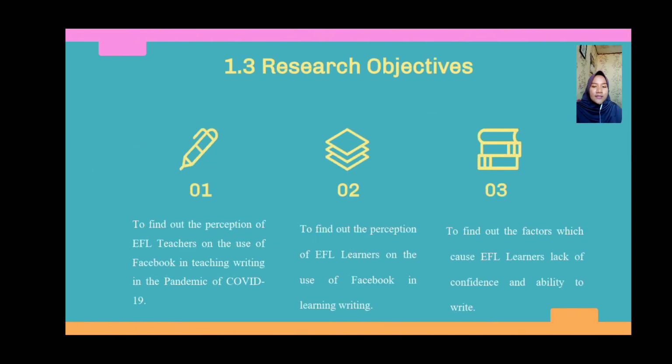Okay, now let's see the research objectives related to the problems of the study that have been formulated. The researcher has found the objectives of this study. They are, first, to find out the perception of EFL teachers on the use of Facebook in teaching writing in the pandemic of COVID-19. Second, to find out the perception of EFL learners on the use of Facebook in learning writing. And then the last one, to find out the factors which cause EFL learners' lack of confidence and ability to write.